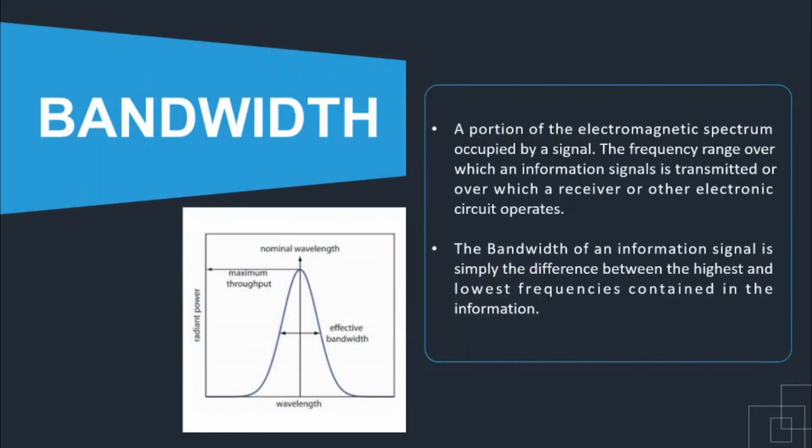Now, let's go to bandwidth. Bandwidth, a portion of the electromagnetic spectrum occupied by a signal. The frequency range over which the information signals is transmitted, or over which a receiver or other electronic circuit operates. The bandwidth of an information signal is simply the difference between the highest and lowest frequencies contained in the information.